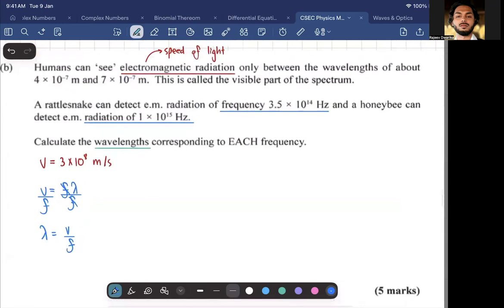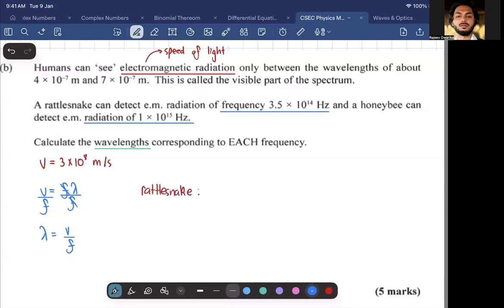And so which one do I want to do first? Actually, let me just do the rattlesnake first. For the rattlesnake, the wavelength is going to be the speed of light, because all EM waves travel at the speed of light. So the velocity here is 3 by 10 to the power 8. And what is the frequency of EM radiation it can see? Come on, guys. What frequency of radiation could the rattlesnake see? 0.5 multiplied by 10 to the power 14.